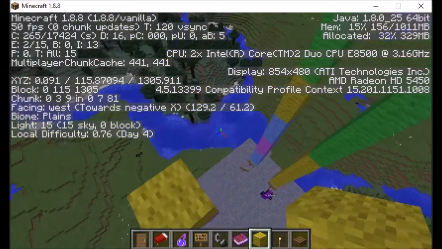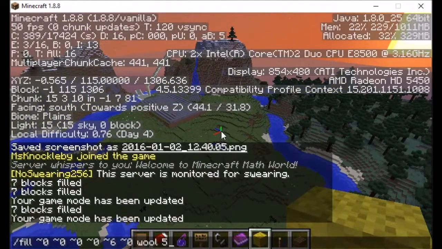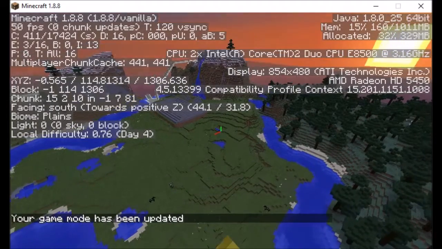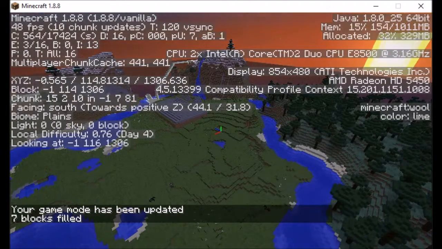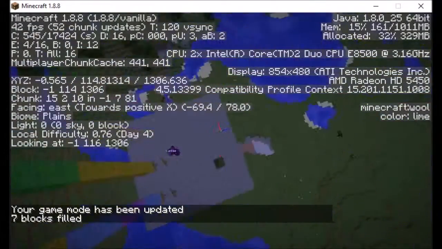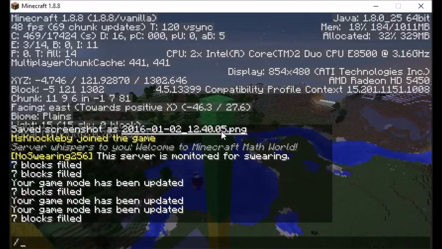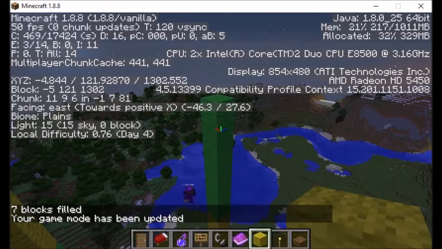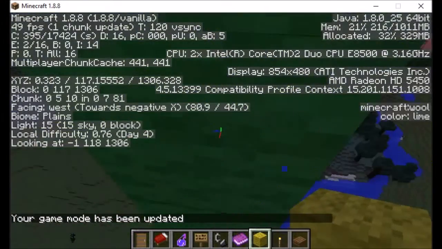So yeah, I should be at 14. I'll stand. Now when I'm standing, I will go game mode 3. And then I'm still in the same place. And it filled 7 blocks. So I'll go game mode C again. That lets me get back on top. And maybe I'll just let myself drop.